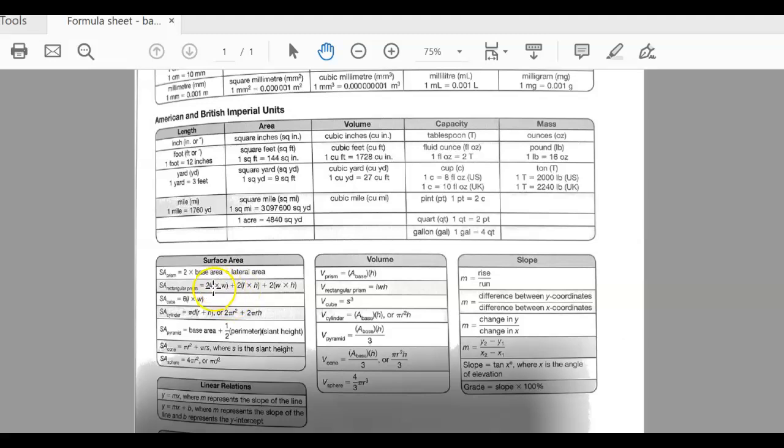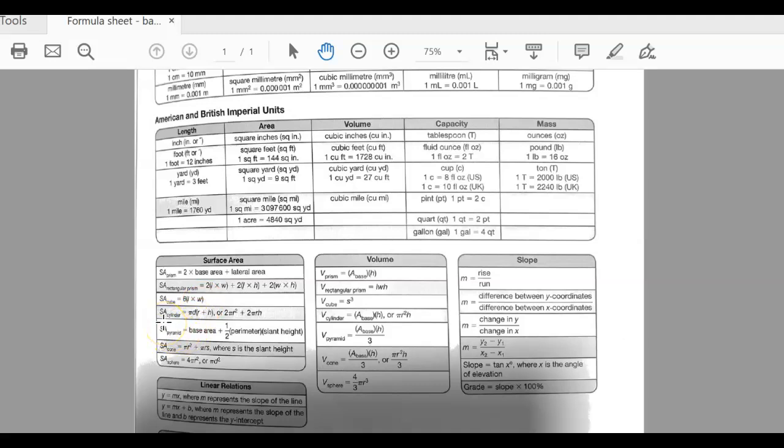So this is sort of the old way in 3.2. We did it where you could do 2 times the base, so this method, and then the lateral area, we found the perimeter of the base and multiplied it by the height, and that would take care of these 2 terms here. Surface area of a cube, all of those sides are squares, so that's why it's just 6 times the area of the square.